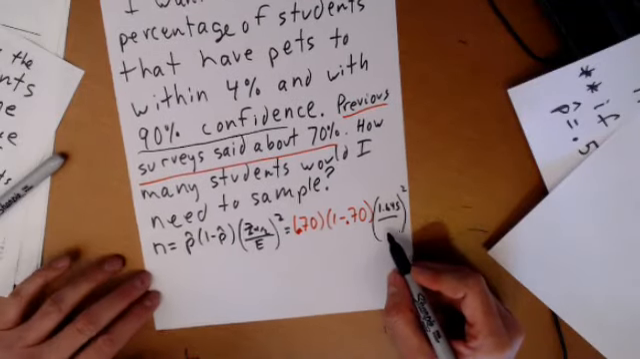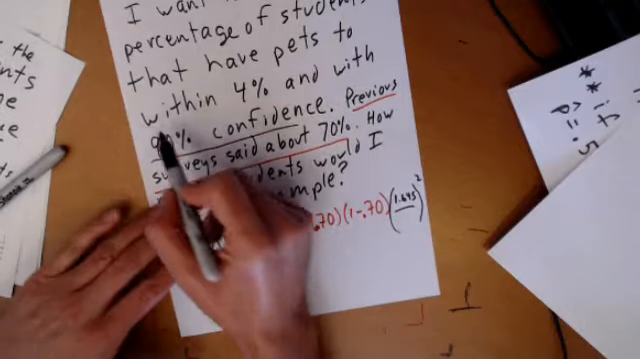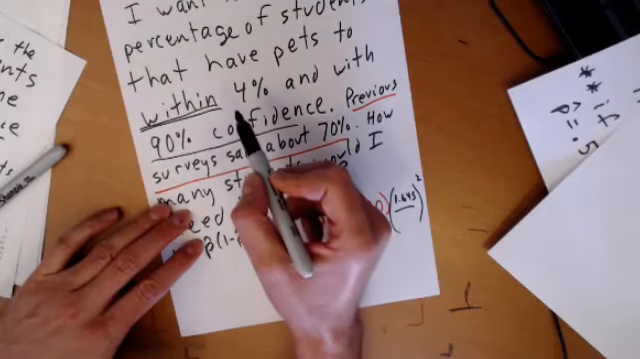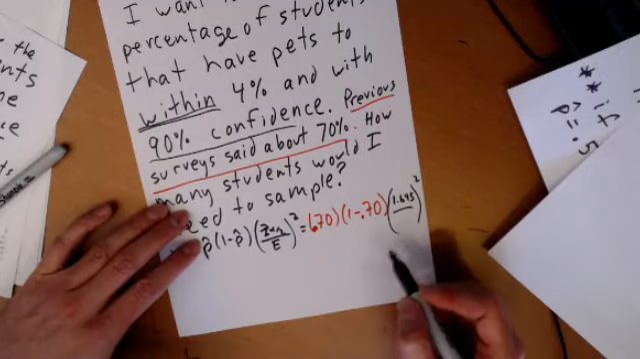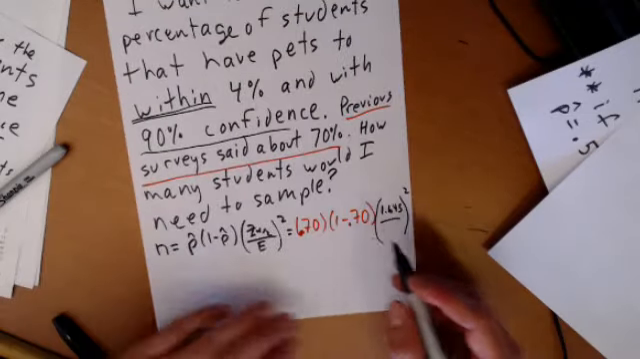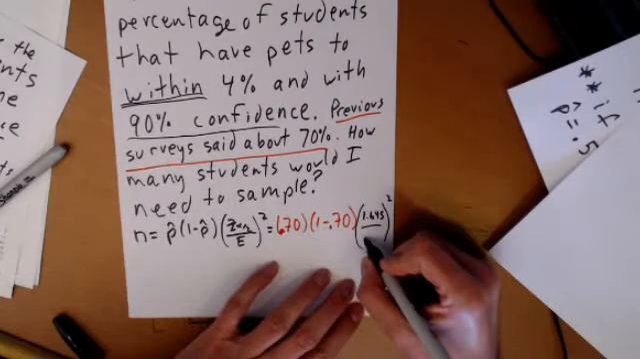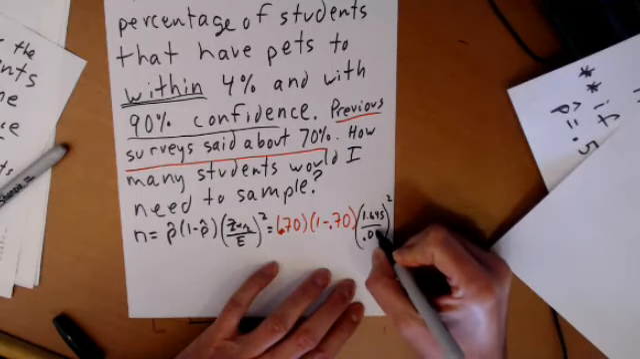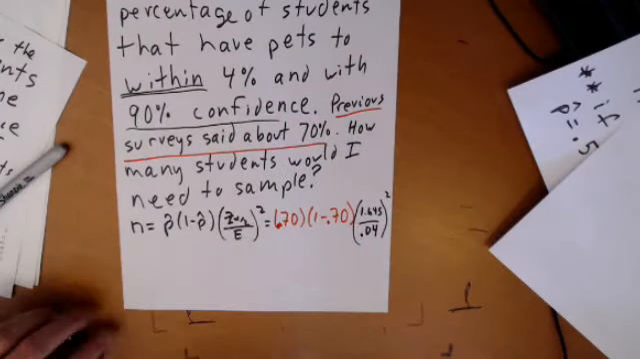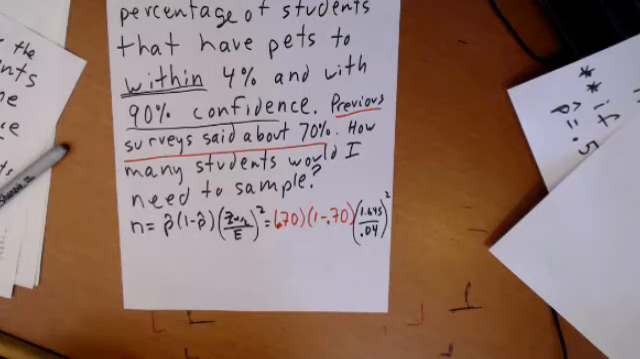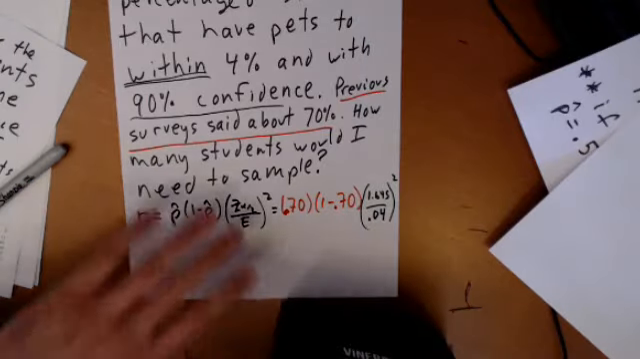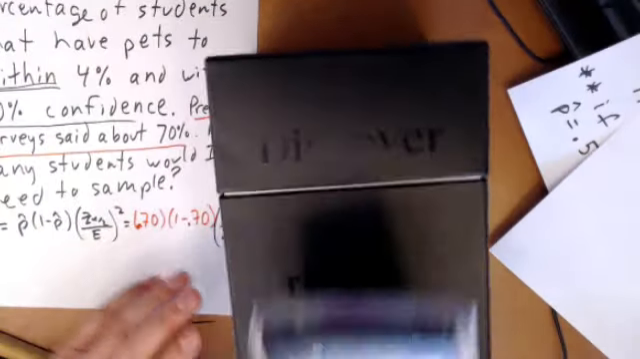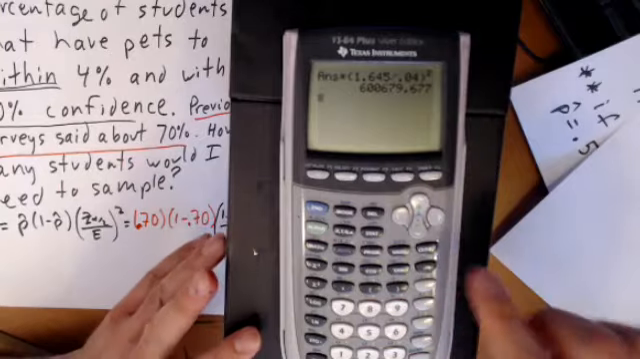So notice they use instead the word within. Whatever follows the word within is our margin of error. They could say big E, they could say margin of error, or they could say within. So whatever follows within, let's convert that to a decimal. So put 0.04 there. Okay, now I'm going to throw that into my calculator. Remember, there's no magical shortcut for this formula. So let me just plug everything in.